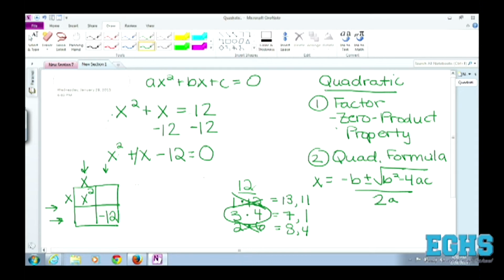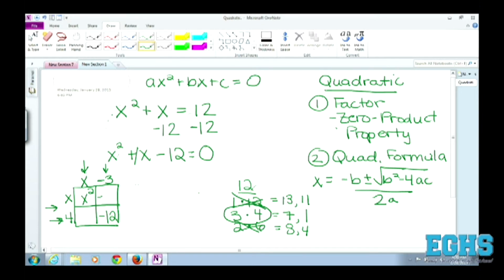We're just going to have to adjust our signs to make sure that they do actually add up to give us that 1x. So if you look back at that area model again, I just put in those factors, 3 and 4. Now I know that they have to add to give me a positive 1x and multiply to give me negative 12. So that means one of them is going to be negative. And it's going to have to be this 3, because 4 plus negative 3 gives me positive 1.